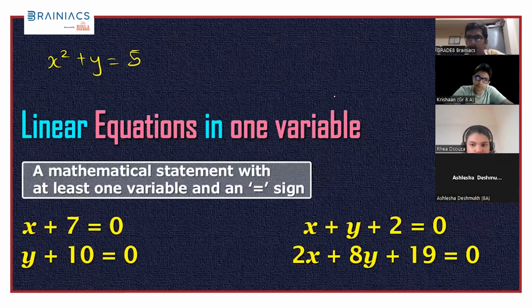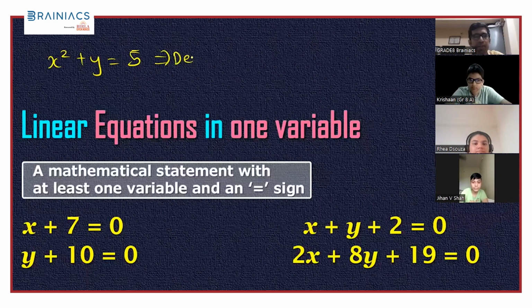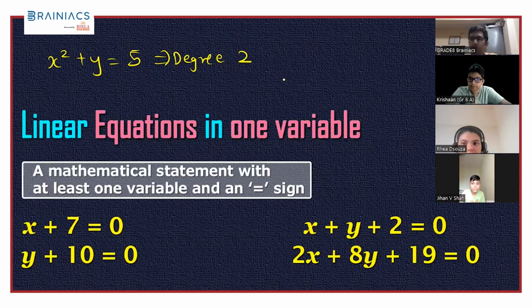Yes, this is not a linear equation, right? Okay. Why? The degree is what, everybody? 2. The degree is 2. Right. Everybody correct. Super. Okay, degree is 2. Correct, Aryan. Okay, this is not a linear equation, right?